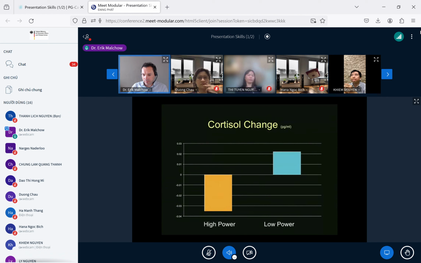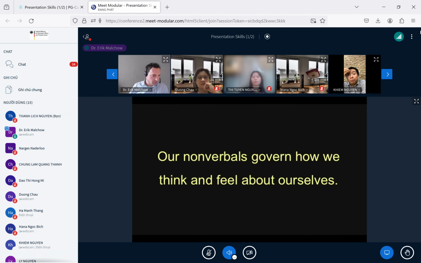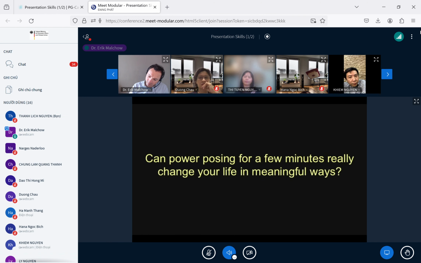So 2 minutes lead to these hormonal changes that configure your brain to basically be either assertive, confident, and comfortable, or really stress reactive, and feeling sort of shut down. And we've all had that feeling, right? So it seems that our nonverbals do govern how we think and feel about ourselves. So it's not just others, but it's also ourselves. Also, our bodies change our minds. But the next question, of course, is, can power posing for a few minutes really change your life in meaningful ways?